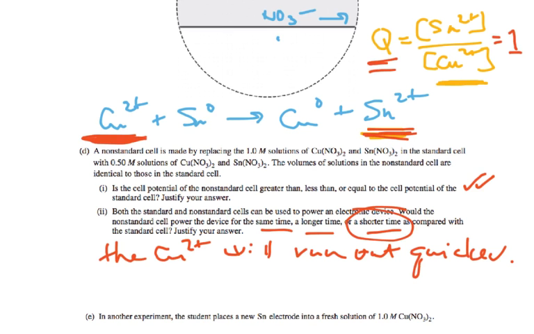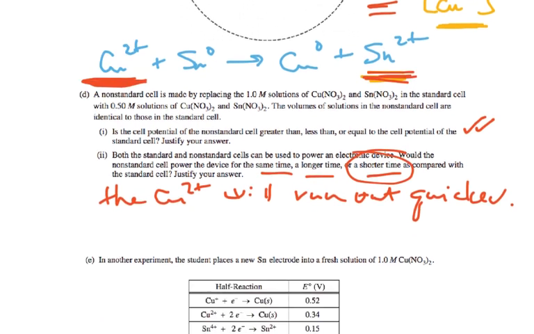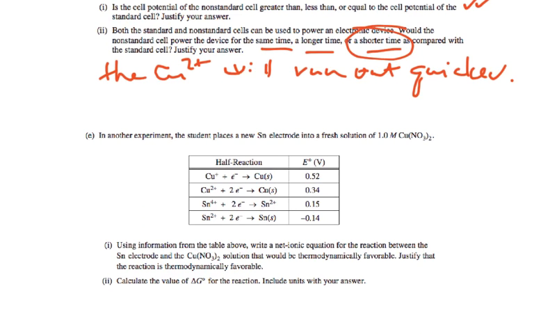Okay, because it's just less chemicals, so the reaction is just not going to last as long. So we still get the same voltage, but the cell is not going to run as long. Now we go back here.